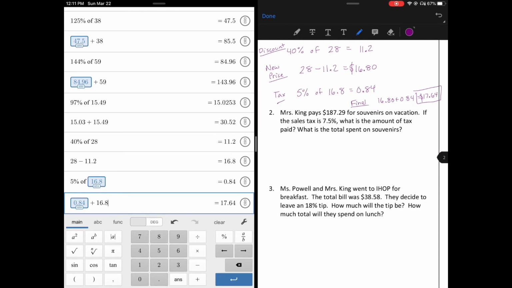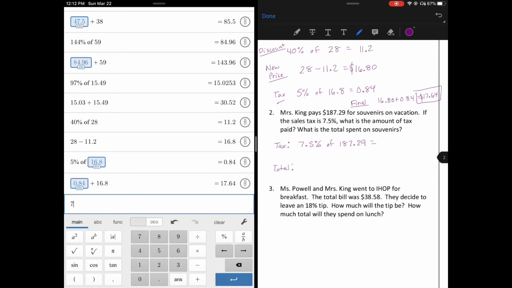Number 2 says that Mrs. King pays $187.29 for souvenirs on vacation. If the sales tax is 7.5%, what is the amount of tax paid and what is the total spent on souvenirs? So first we're going to find the tax and then we're going to find the total. So for our tax, we're going to find 7.5% of 187.29. So we'll go over to Desmos, we'll plug that in, and we get $14.05. We'll round to the second decimal place once again because we're dealing with money.